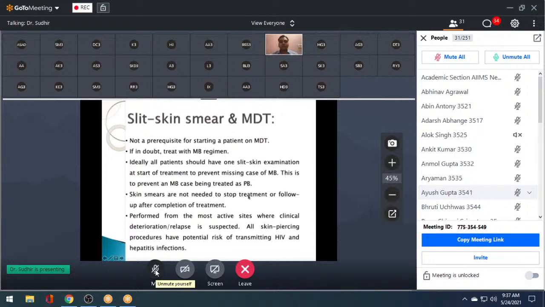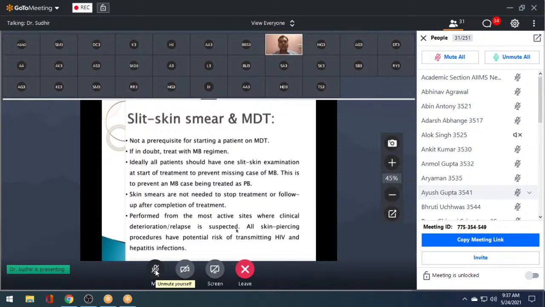Skin smears are not needed to stop treatment or for follow-up after completion of treatment. No. You should not do a slit skin smear, find a negative test, and say that you will stop the treatment. No. MDT is to be continued for the full duration of the treatment, because there are dormant forms also. It is performed from the most active sites where clinical deterioration or relapse is suspected. Active skin sites, active skin lesions.